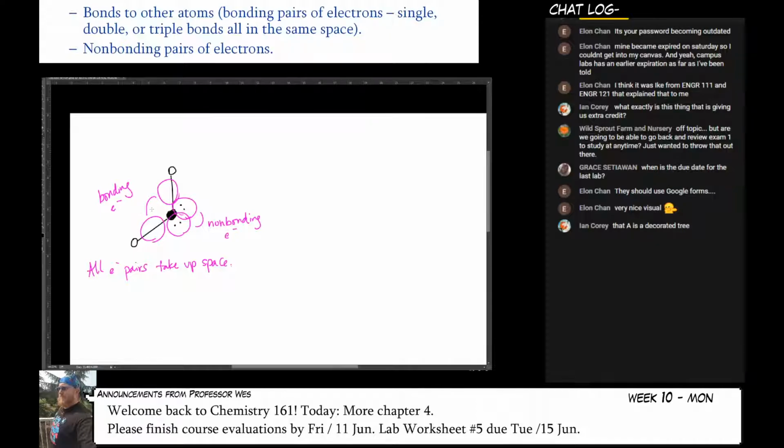And what that means is that each of these pairs of electrons is going to repel the other. So I need to count the number of spaces that contain electrons. So in this instance, there would be 1, 2, 3, 4. So there would be 4 electron groups.